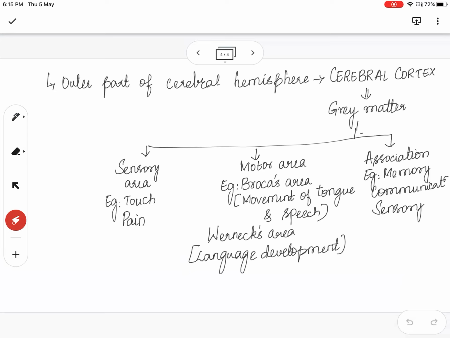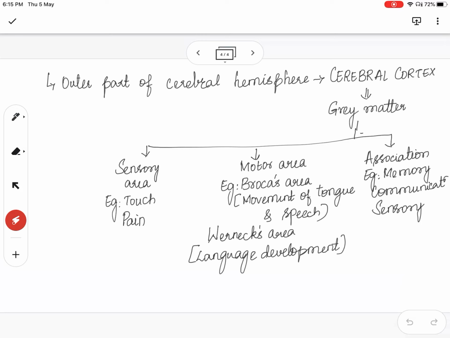Broca's area helps in the movement of tongue and speech, and Wernicke's area helps in language development. So now you know how your movement of tongue and speech is taken care of, and through what areas your language is going to develop. Okay, so this is very important, please do remember. And the third one is the association area.